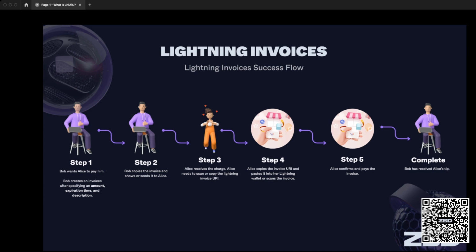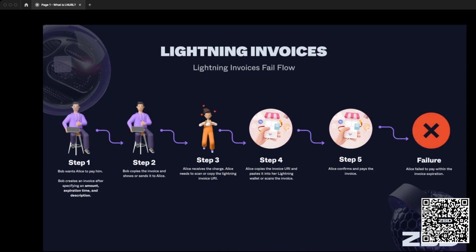Alice receives the charge, and then Alice needs to scan or copy the Lightning invoice URI. Already sounds quite a bit complicated. Alice copies the invoice URI and pastes it into her Lightning wallet or scans the invoice, and then Alice confirms and pays the invoice. And at that time, Bob has received Alice's tip. So this is what a success flow looks like.